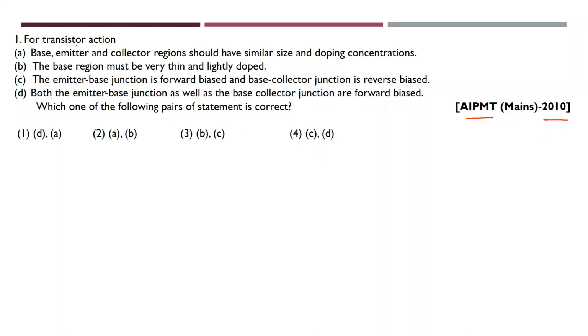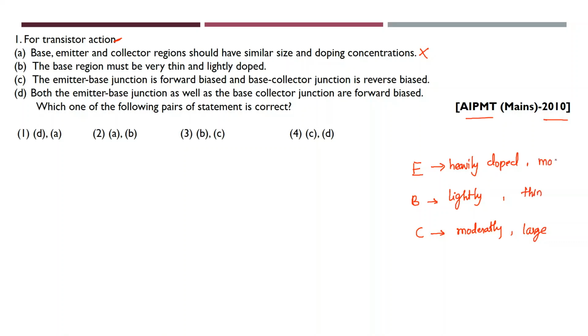For a transistor action, the base, emitter and collector regions should have similar size and doping concentration. The first answer is wrong. Why is it wrong? We studied that the emitter region is heavily doped, the base region is lightly doped, whereas the collector region is moderately doped. And coming to size, the collector region is very large, the base is thin, and the emitter is moderate. So the first option itself is wrong.